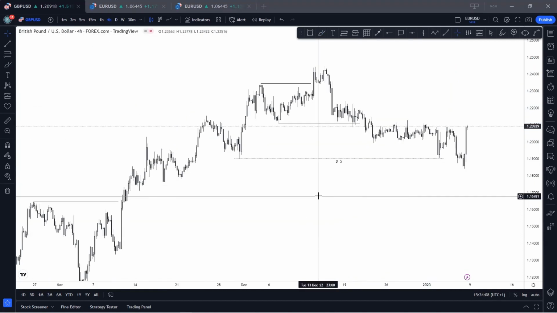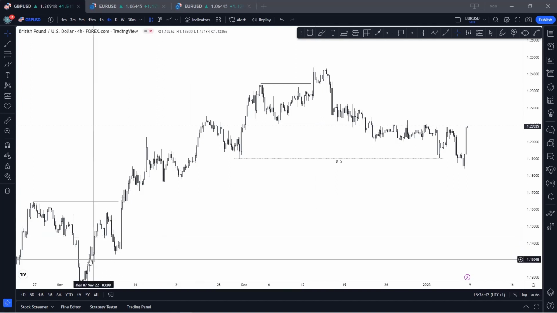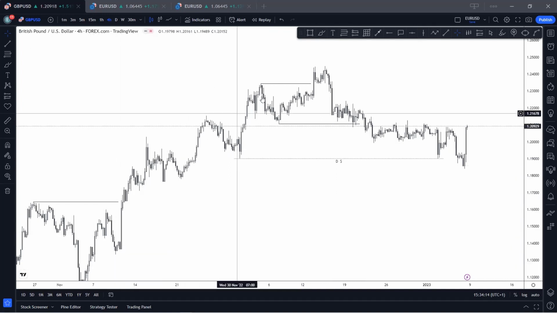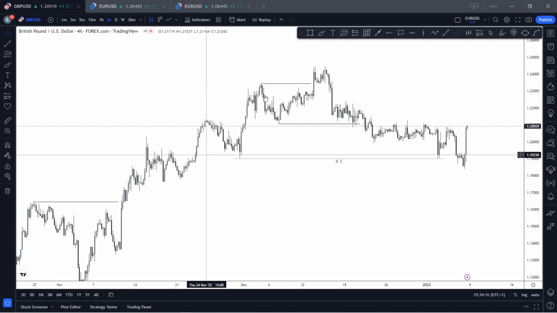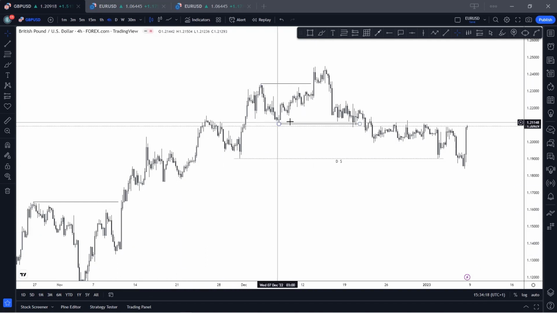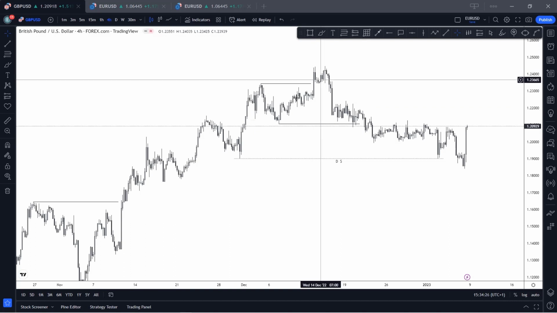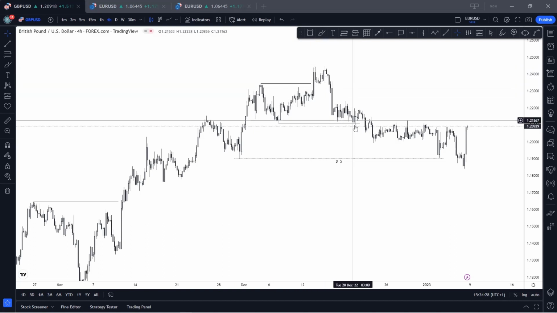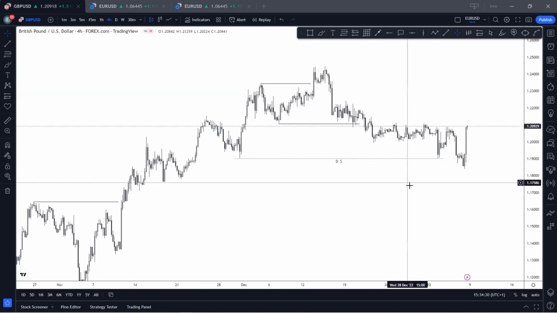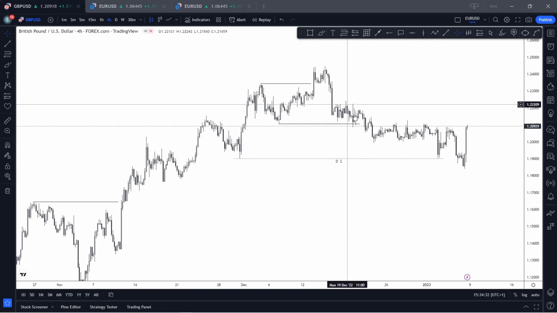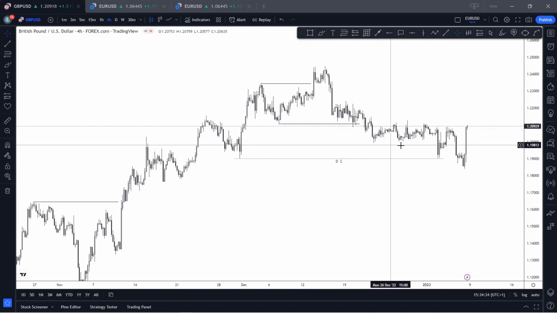Now looking at the H4 time frame, what can we see? On the H4, we could see that for a while price was following the daily bullish trend, and all of a sudden we had a change of character when we broke this low, and price on the H4 shifted from a bullish market condition to a bearish market condition.